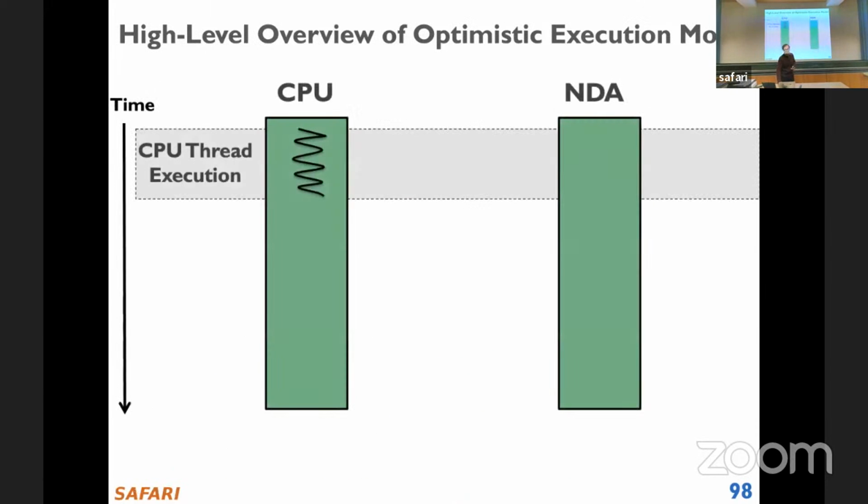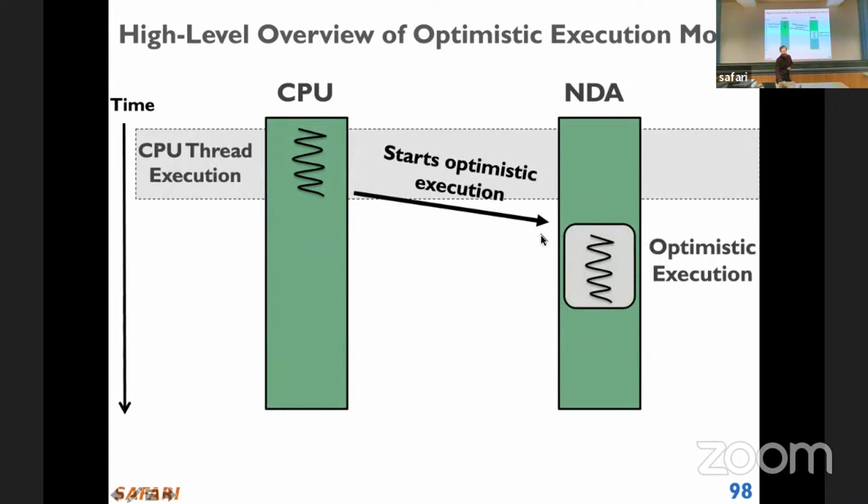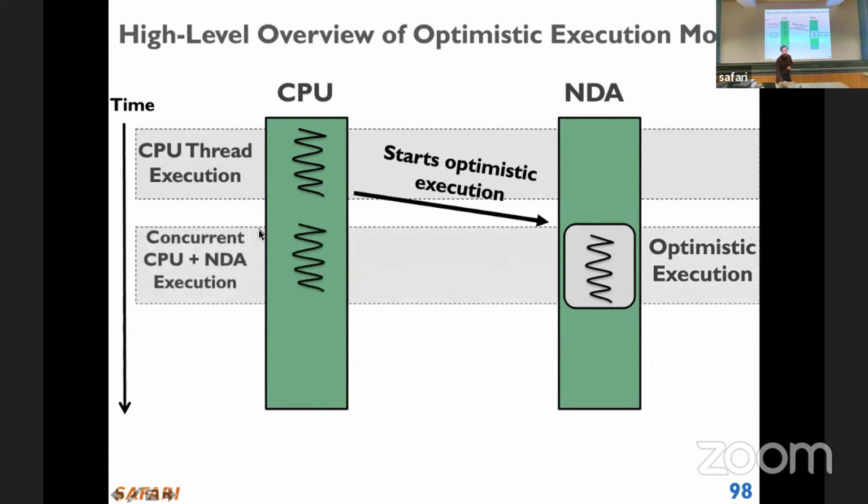So let's take a look at the high level. You have a CPU thread that's executing. It launches, it basically offloads a function, let's say, to processing in memory. Processing in memory does optimistic execution, and the CPU thread continues executing. So there's no coherence request during this time. Fine-grained coherence basically requires requests for every single block; coarse-grained and non-cacheable handle it in different ways. But here we have no coherence request. We're optimistically assuming that we have the permissions.